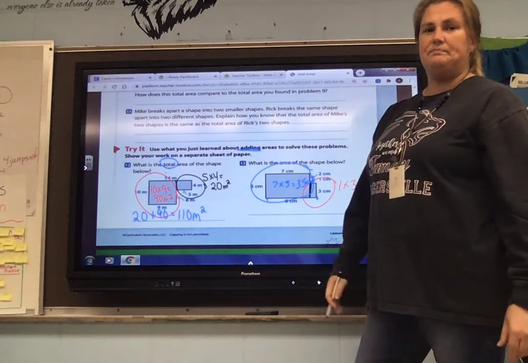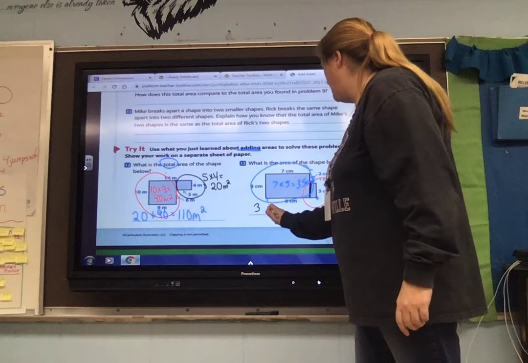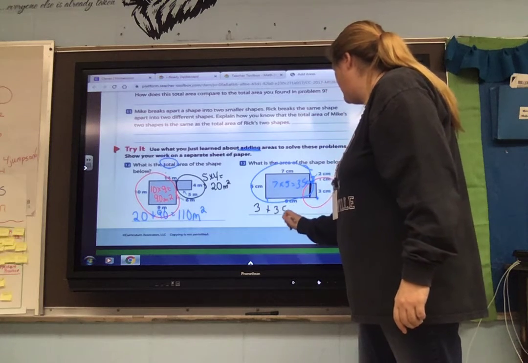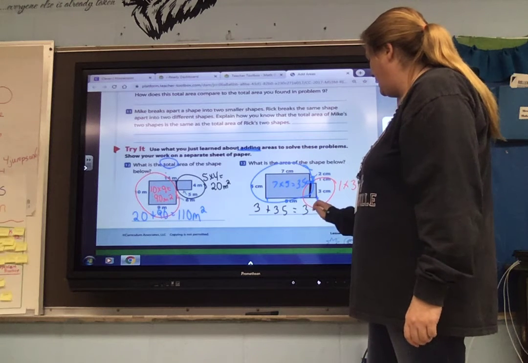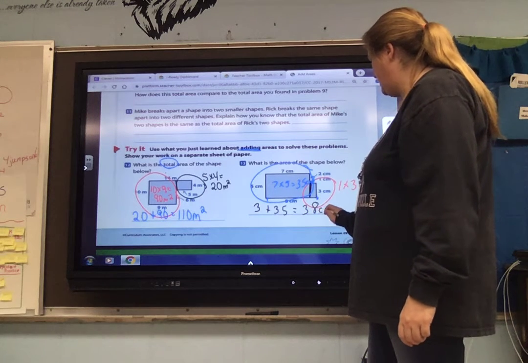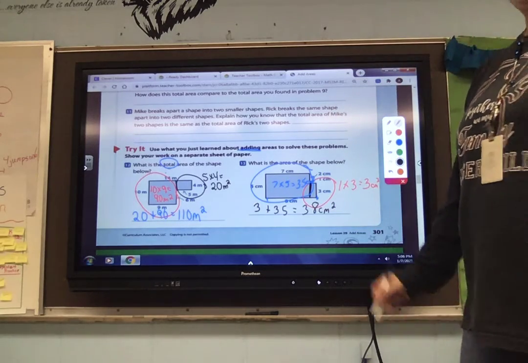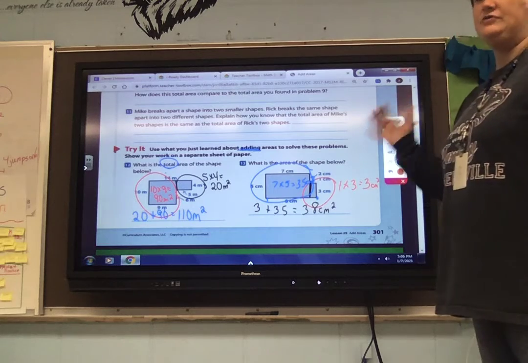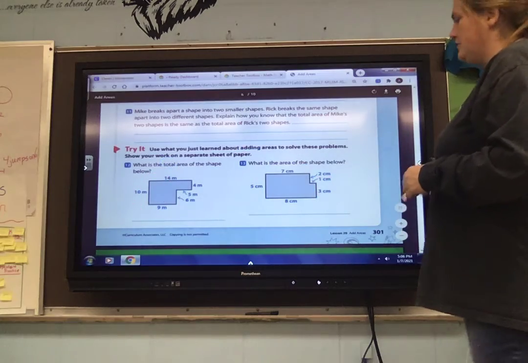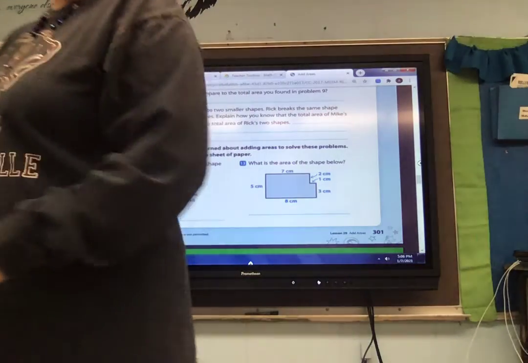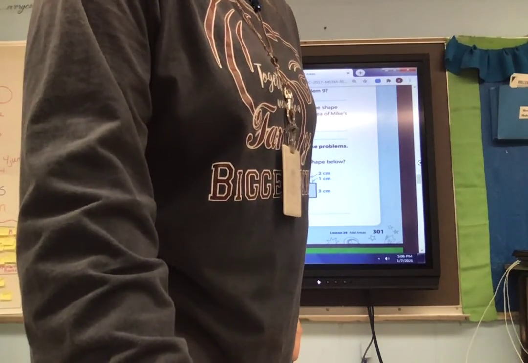What's left to do? Add them back together. So we had 3 plus 35 equals, 3 plus 35 would be 38 centimeters squared. And that's finding the area of a shape that you have to break apart and then add your areas back together. So you're going to do your red page now, which is page 315. You'll need to tear it out and work the front and the back.